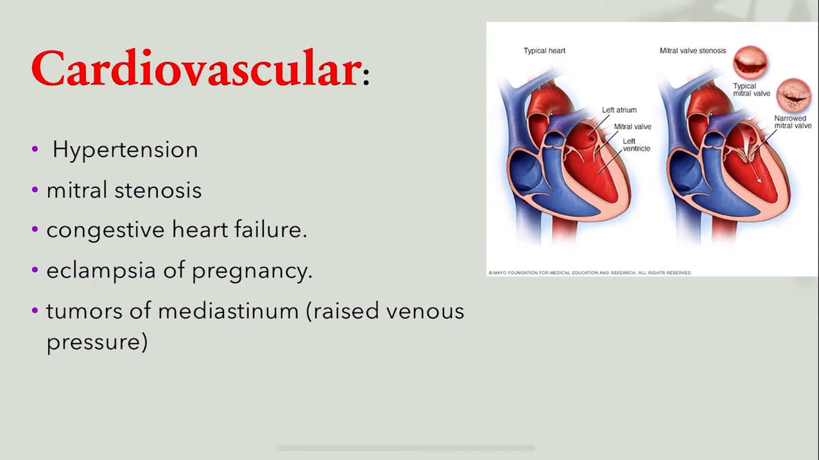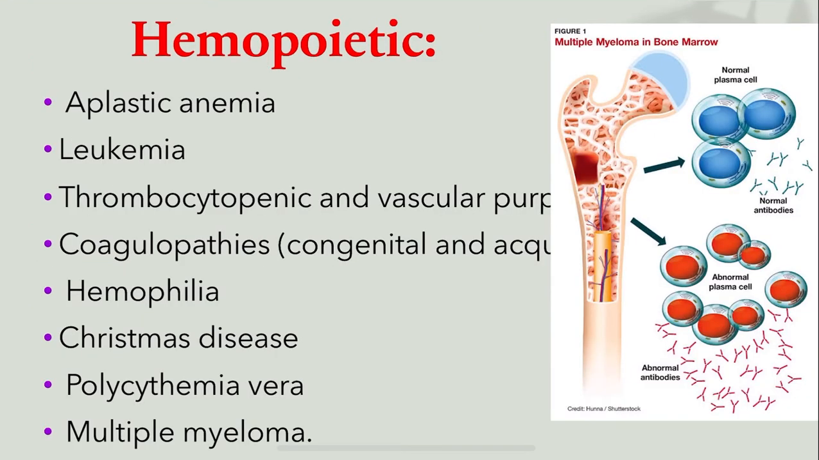Congestive heart failure, eclampsia of pregnancy. So guys, eclampsia from your OBG. Eclampsia is nothing but the seizures which are occurring during a woman's pregnancy. There will also be proteinuria, edema. And then tumors of mediastinum. So the mediastinal tumors are nothing but the growths which are formed in the area of the mediastinum, which is causing a raised venous pressure resulting in epistaxis. So these are about the cardiovascular causes: hypertension, mitral stenosis, congestive heart failure, eclampsia of the pregnancy, and the tumors of the mediastinum. Now we move on to the next cause, that is hemopoietic, that is relating to the blood.